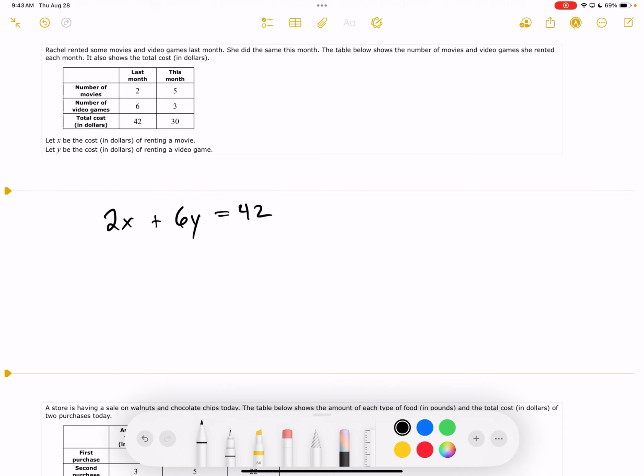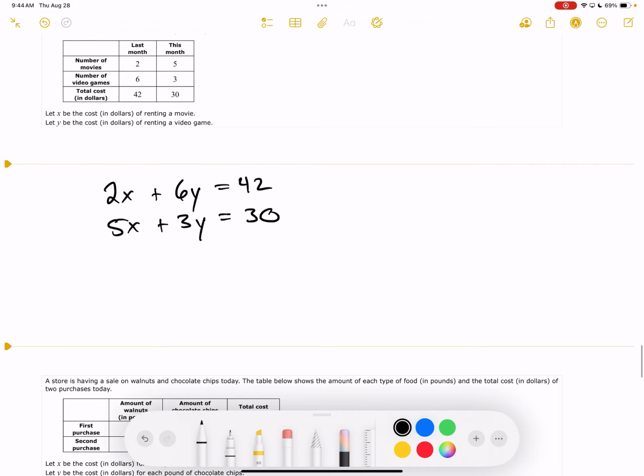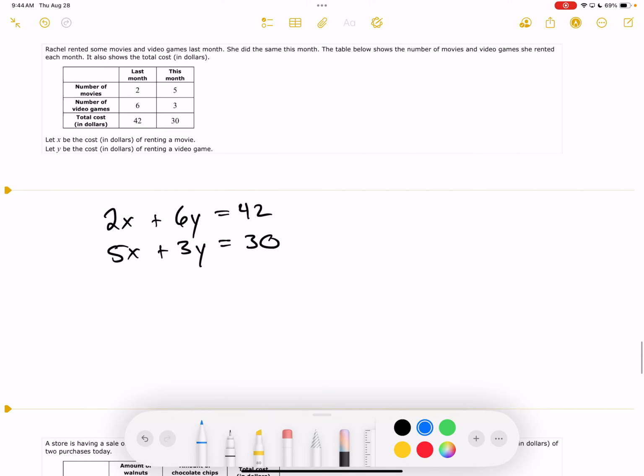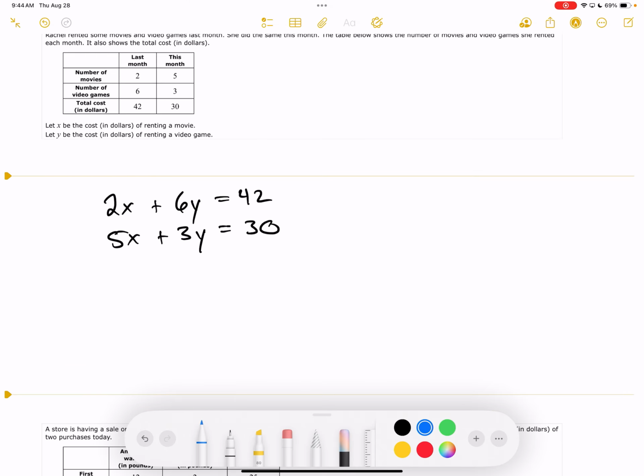So I'm looking at the columns here. And then I have 5 movies plus 3 video games equals $30. So you do have to be careful which way you're looking at these, because with this one we're looking at the columns. My X is the first row, my Y is the second row, the total cost is the third row. So you're kind of looking down. I believe on the next one we look sideways, so you do have to pay attention to that. But it should look pretty much just like the chart when you get done writing it.